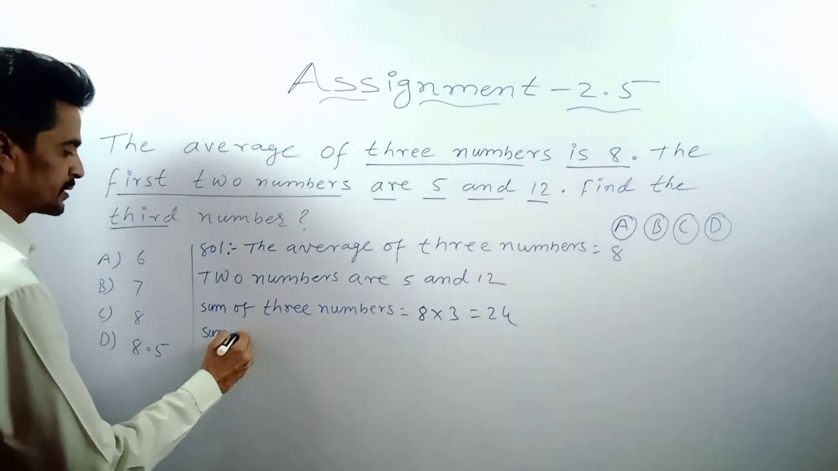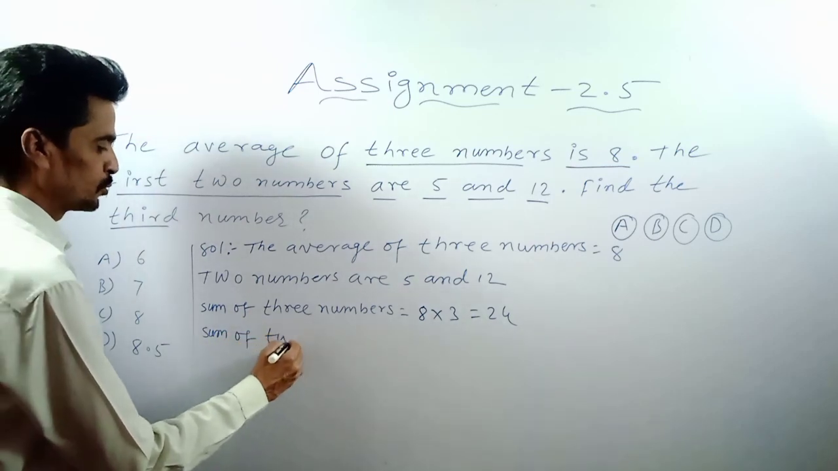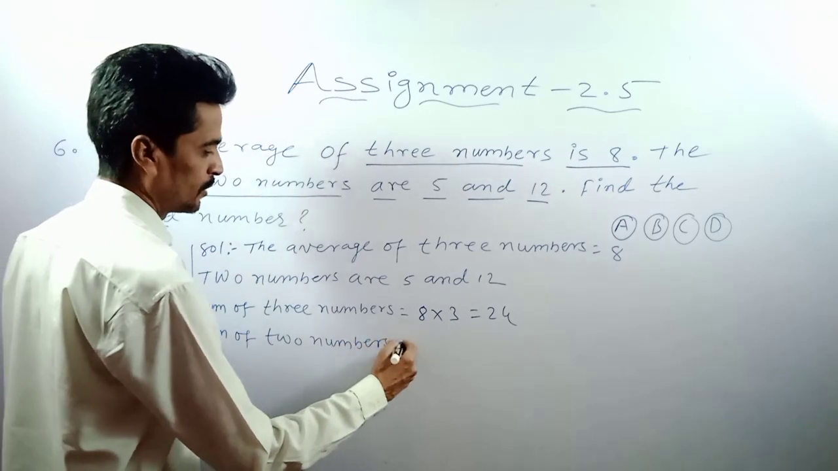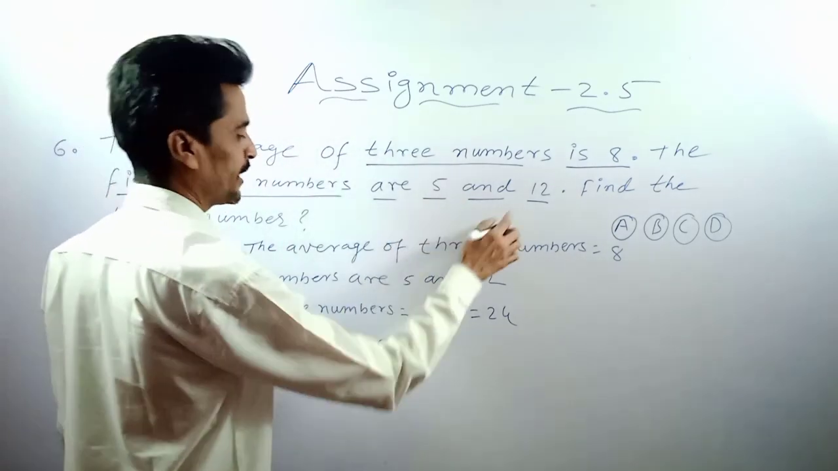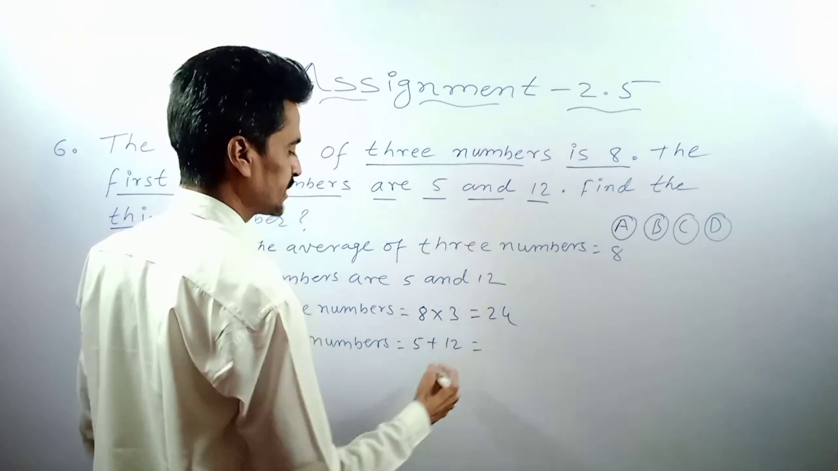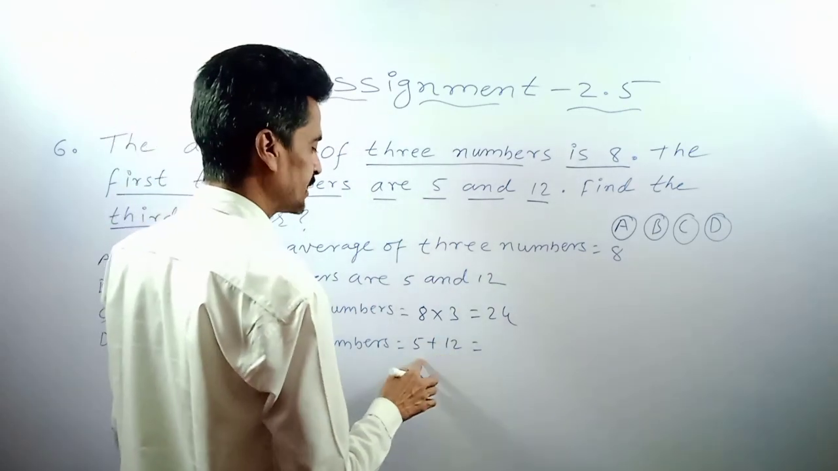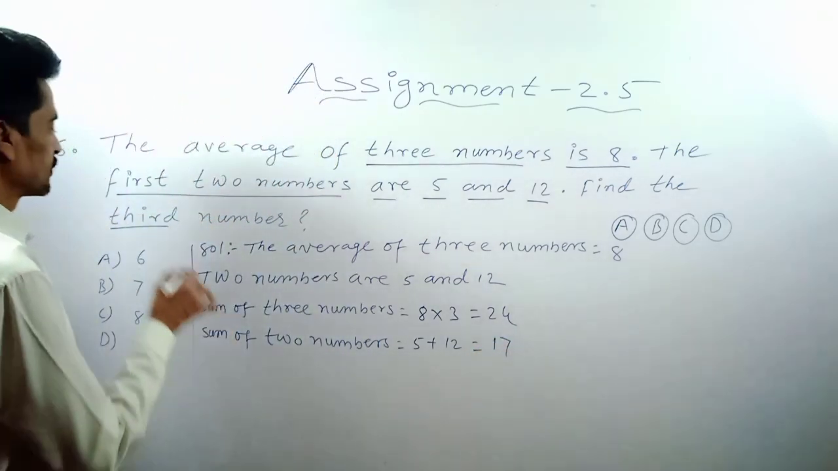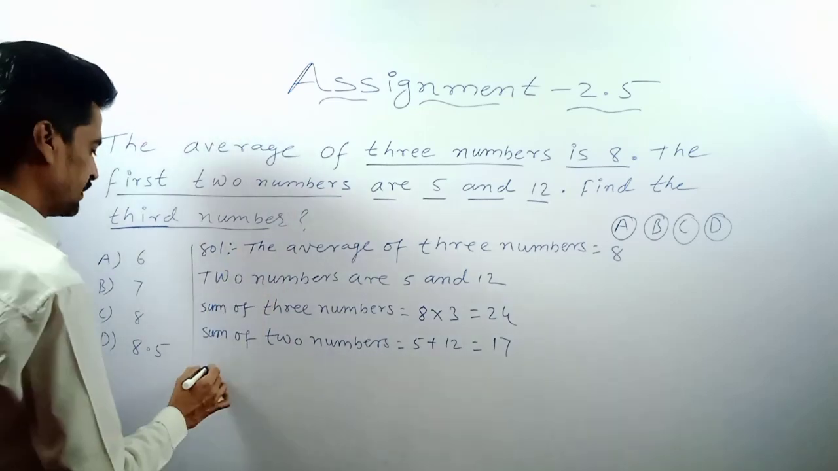Sum of 2 numbers. What are the 2 numbers given? 5 and 12. Means sum 5 plus 12 given. 12, not 7. 12 plus 5 is 17. So what to find out? Third number.